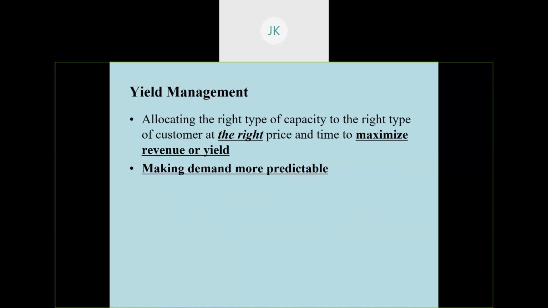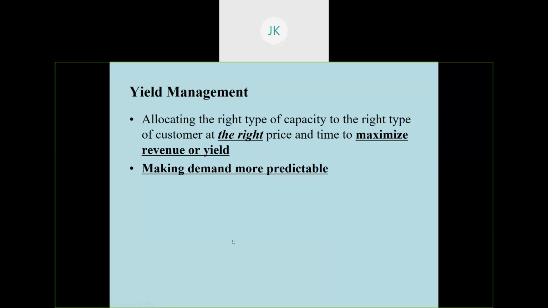Yield management. The definition of yield management is allocating the right type of capacity to the right type of customer at the right price and time to maximize revenue or yield. The purpose of yield management is making demand more predictable, using price level changes to control demand.